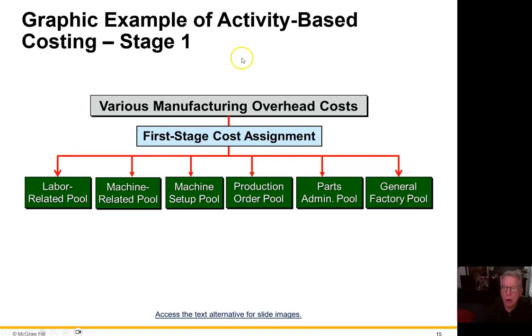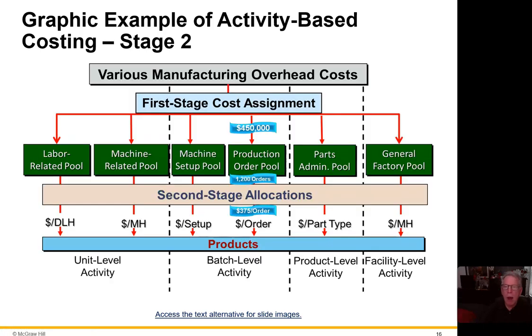Okay, so let's look at stage one, various manufacturing overheads. And here's our first stage cost assignment. We have the labor-related cost pool. We have the machine-related cost pool. We have the machine setup cost pool, the production order cost pool, and the parts administration pool, as well as the general factory cost pool. Okay, so now how do we allocate those little beauties?